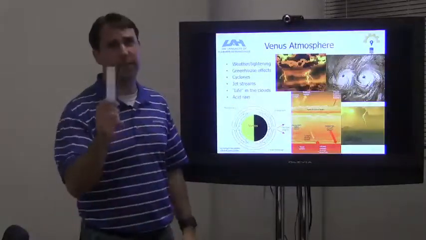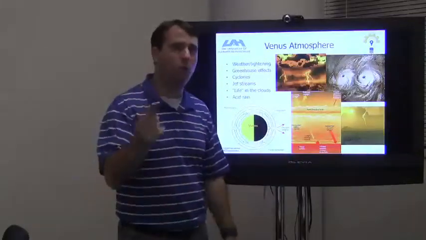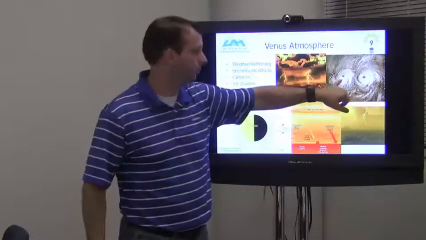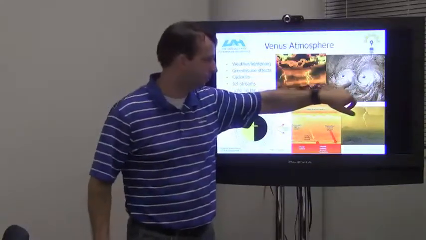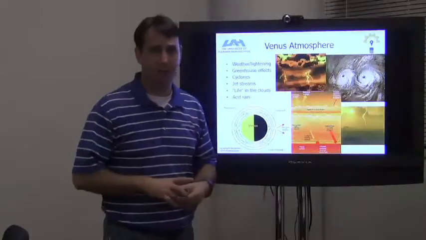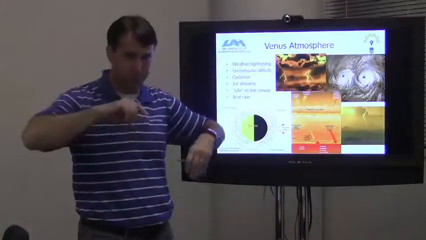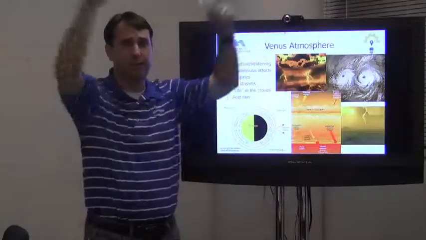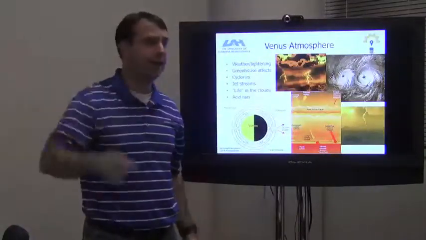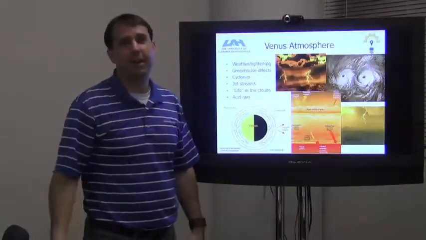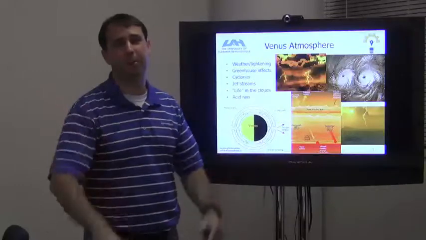Cyclones. This is an interesting one. At the north and south pole of Venus, these are actual images from Venus. There are two counter-rotating cyclones at the north and south pole. Big, huge, not really hurricanes, but cyclones. Just big winds, and they counter-rotate and they spin, right next to each other. And it's just crazy. Scientists don't know why they're there.